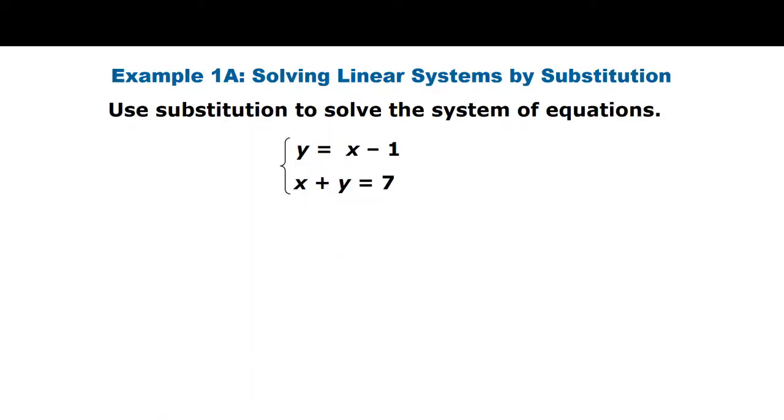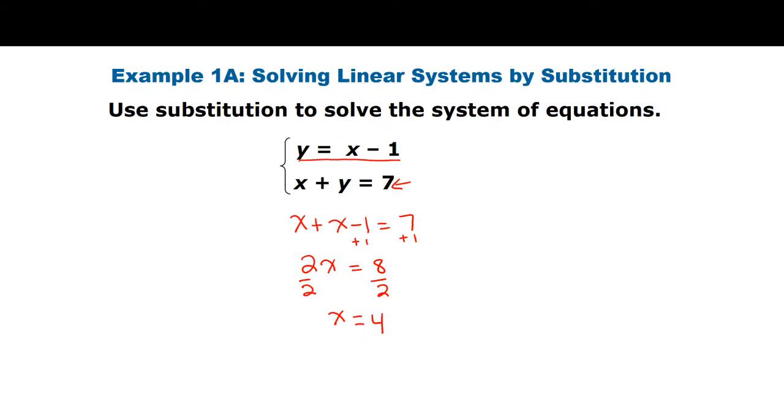So the first thing we want to do is solve one equation for one variable, if necessary. In this case, y is already solved for: y equals x minus 1. So all we're going to have to do is substitute. We'll write x plus y, and instead of y, we're going to say x minus 1 equals 7. So that leaves us with 2x, and let's add 1 to both sides. So that would be equals 8. Divide both sides by 2. x equals 4.